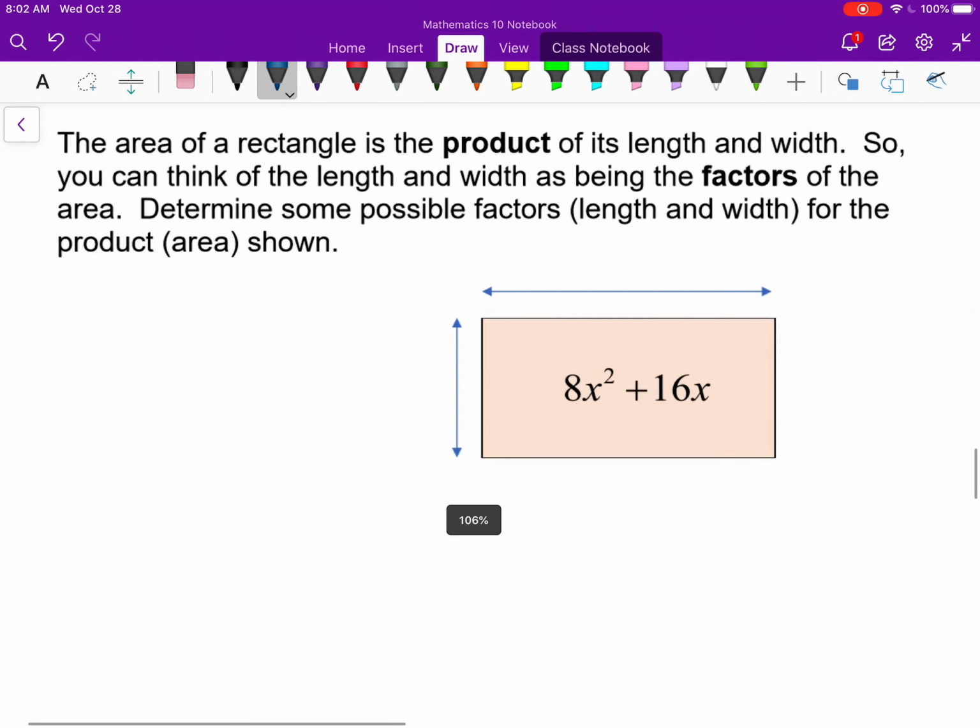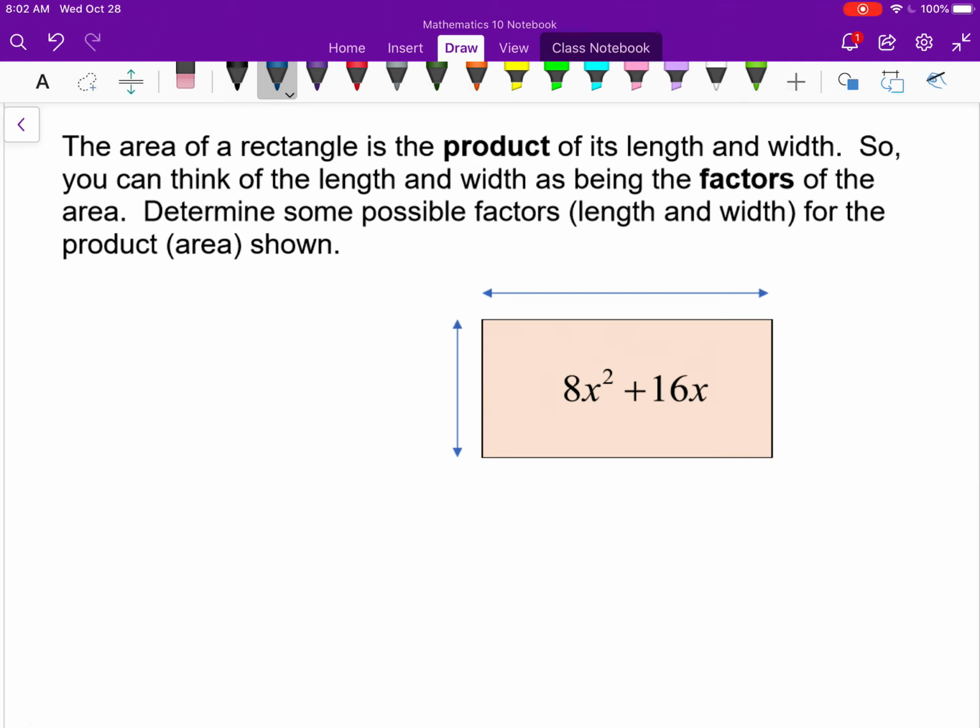As usual, for a lot of these final problems, I want to bring it back to some sort of visual, coming back to area. So like it says, the area of a rectangle is the product of its length and width. So in this case, the length and width are the factors, and the area is the product. And it doesn't really matter what we call length and width, but by convention, we usually say the longer side is length, the shorter side is width. Okay, I'm going to call them length and width.